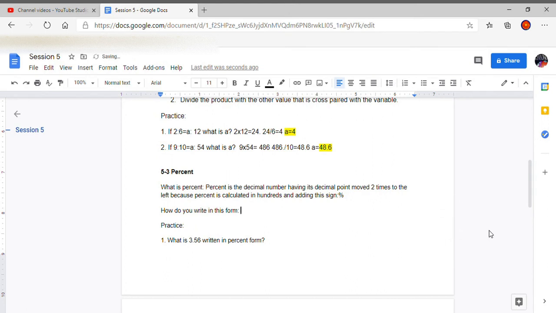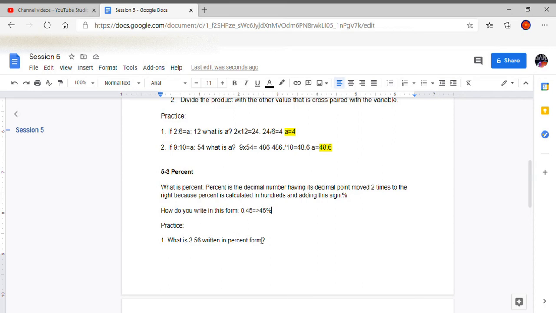So if you have to convert 0.45 into percent, it would actually be to the right. My bad, to the right. So it would be to the right once and then twice. So it would be 45, and then we add the percent sign: 45%. Practice. What is 3.56 written in percent form?